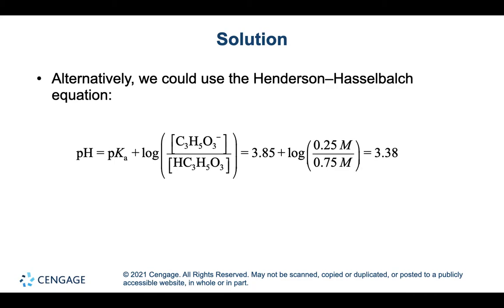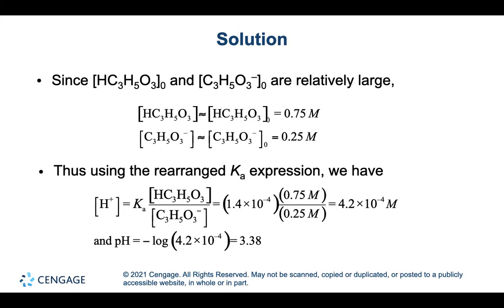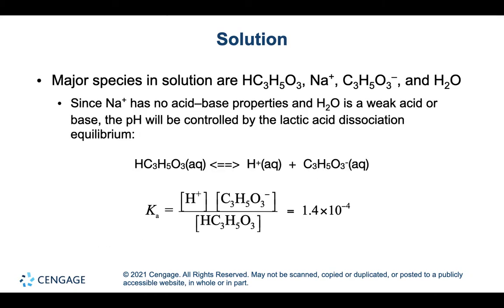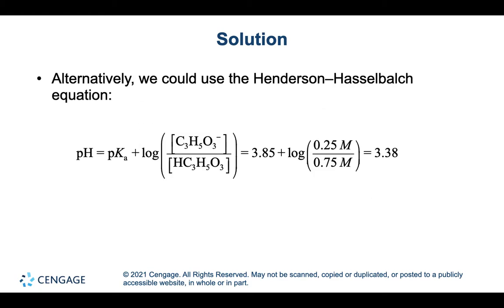Then we add the log of the ratio of the base to the acid, 0.25 over 0.75. Now we get the log of 1/3. And when you take 3.85 and add the log of 1/3, you get 3.38. So that's the same answer with the Henderson-Hasselbalch as you would get by solving the Ka equation. And I think the Henderson-Hasselbalch is a little quicker.